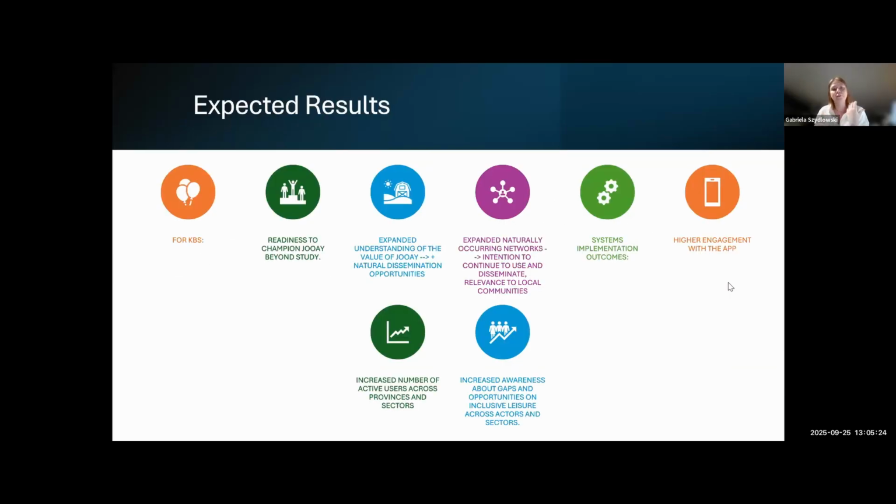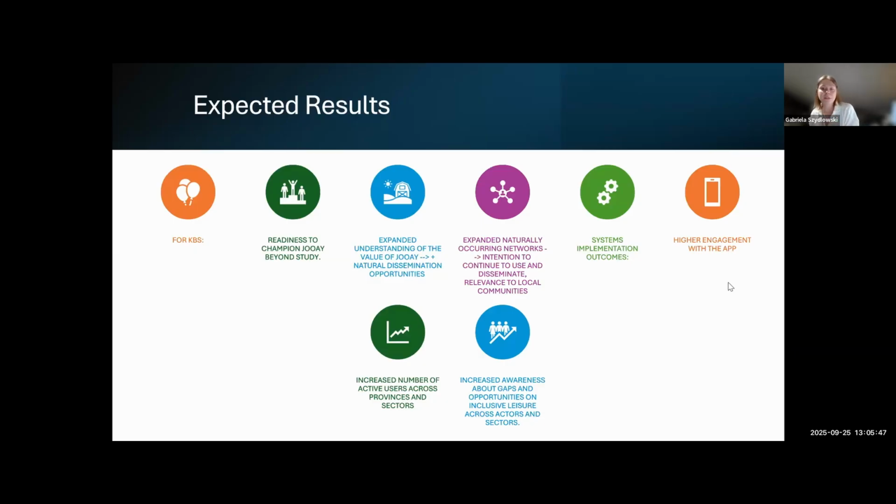And so finally, an overview of our expected results. From the knowledge brokers, the readiness to champion Jouet even beyond this implementation study, and through this, expanding the understanding of the value of Jouet, naturally expanding our current networks, and the intention to continue to disseminate the app.